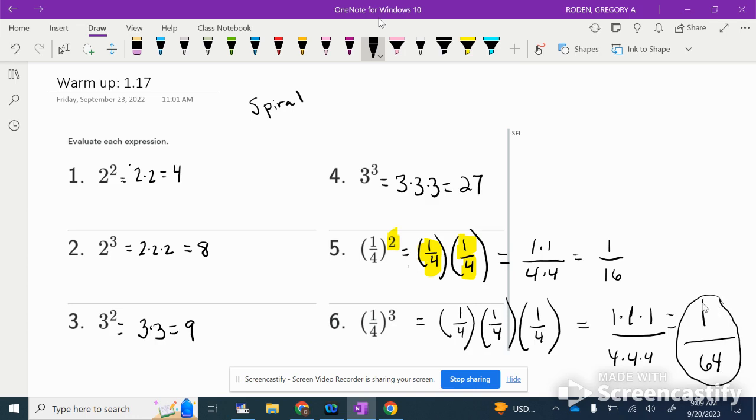So there's your warm-up. I'll give you a second to copy it down if you don't have it, and then we'll move on to the next problems. Okay?